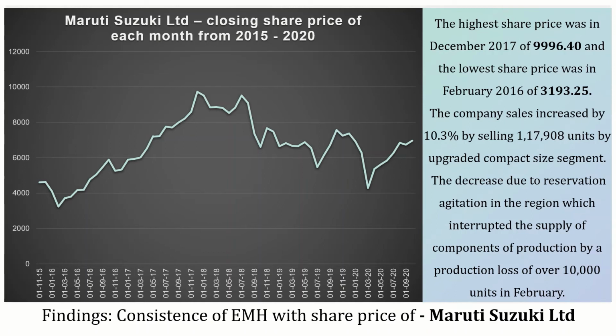The production loss during February 2016 has resulted in a sudden decrease in the share price. The reason for such a decrease is the reservation agitation in the region, which interrupted the supply of components of production, initiating a temporary suspension of the production by the company. This resulted in a production loss of over 10,000 units in February.